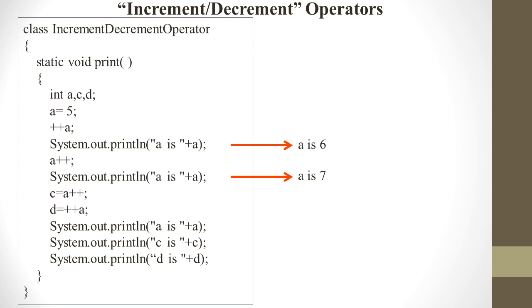System.out.println a is, so the current value of a equals 9. Then I am printing the value of c: System.out.println c is, and the value of c equals 7. Then System.out.println the value of d++ plus 8 means 9, so 9 will be stored in d. It means the value of d equals 9.